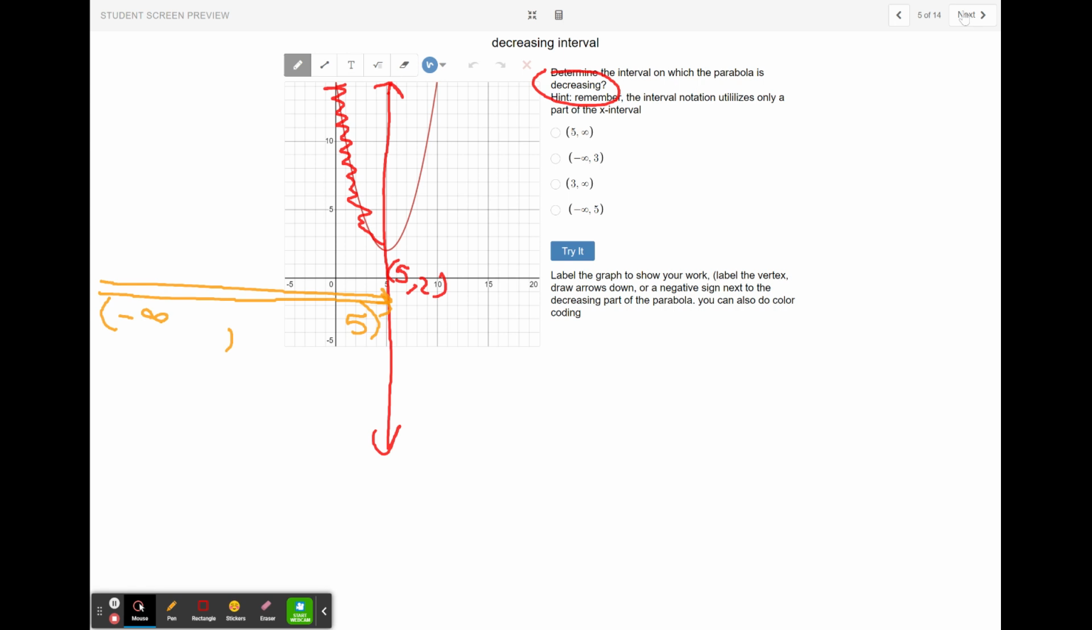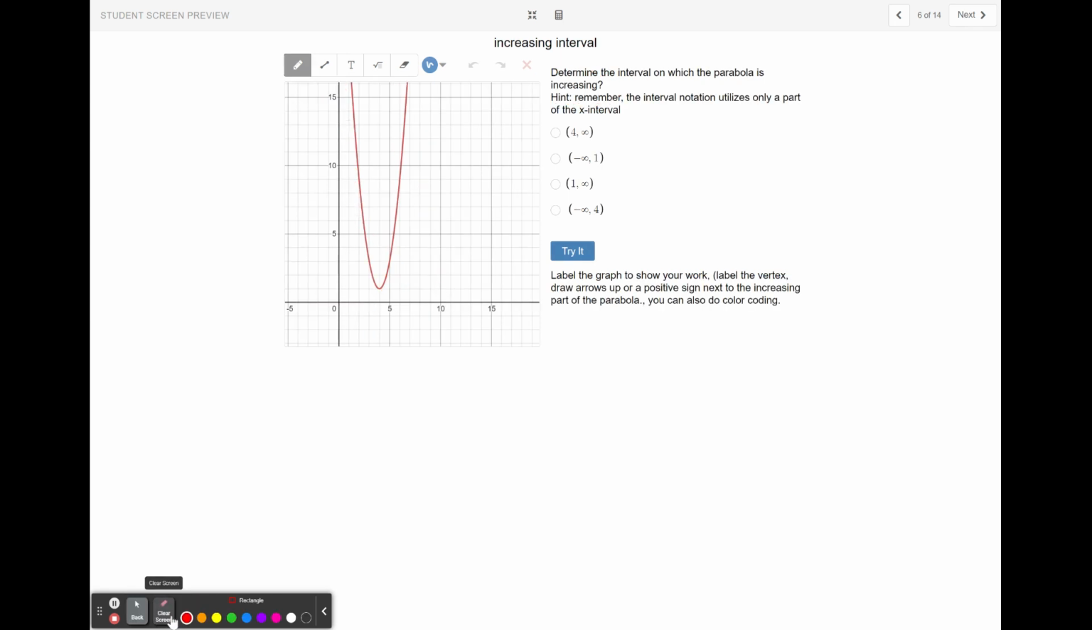Now think about slide number 6. You draw your wall again, straight down the middle, and you want to know which part is increasing. Well, my graph is moving up. Which part is moving up? My wall I'm starting with, and now I'm going to the right. So I'm starting at 5 this time, and I'm going all the way to positive infinity.